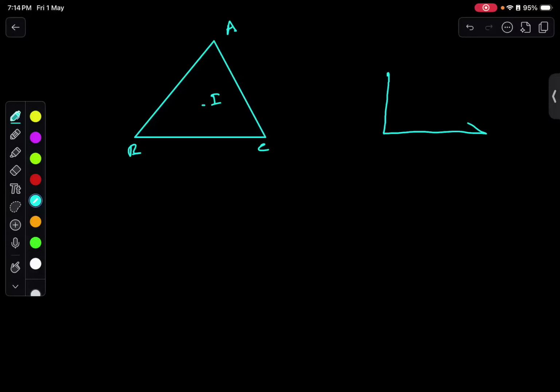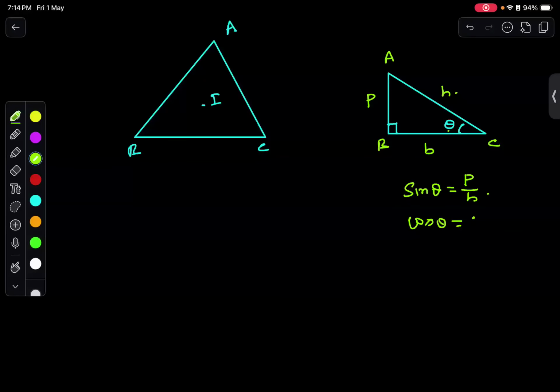We know that in a right angle triangle, if this is 90 and this angle is theta, and this is ABC with B at 90 degrees, and ABC is a triangle and this theta is there, right? This is perpendicular, this is base, this is hypotenuse. So sine theta is nothing but perpendicular by hypotenuse. Similarly, cos theta is b by h and tan theta is p by b. Basic three formulas. Why am I doing so?